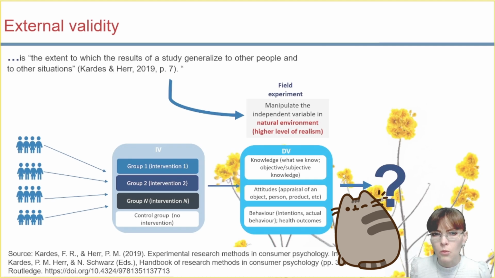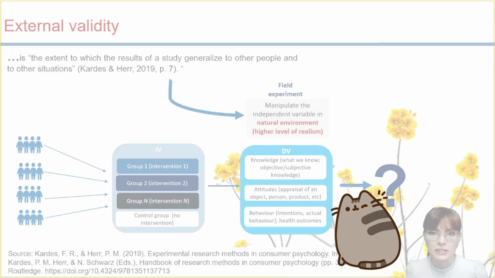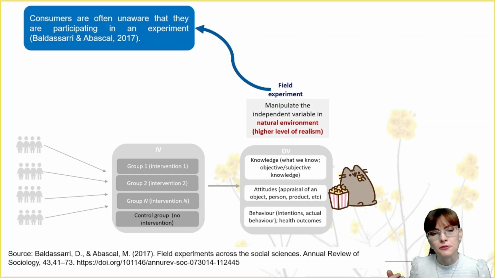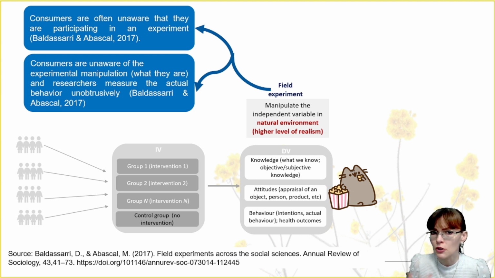Why do field experiments have greater external validity? Well, it's because very often participants who take part in the field experiment are not aware of the fact that they are taking part in an experiment. Another reason is that they're also not aware which manipulations researchers are executing. Another important aspect in field experiments is that the actual behavior is measured unobtrusively. Let me show you an example.